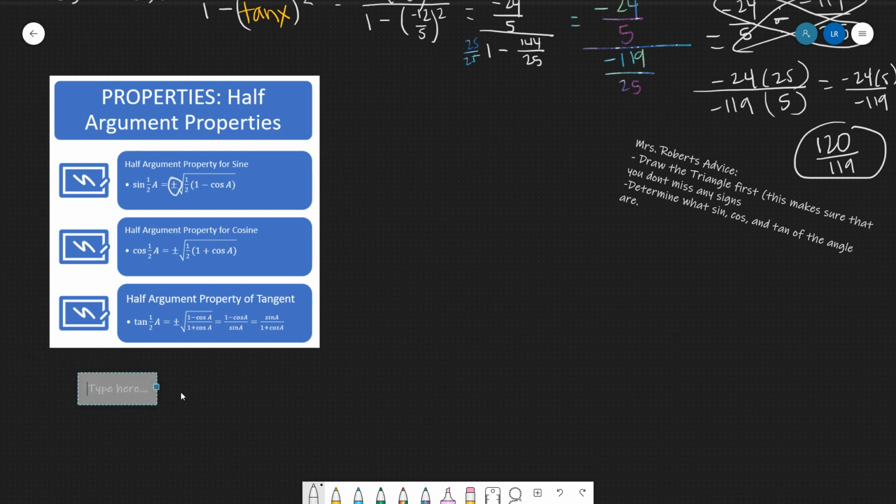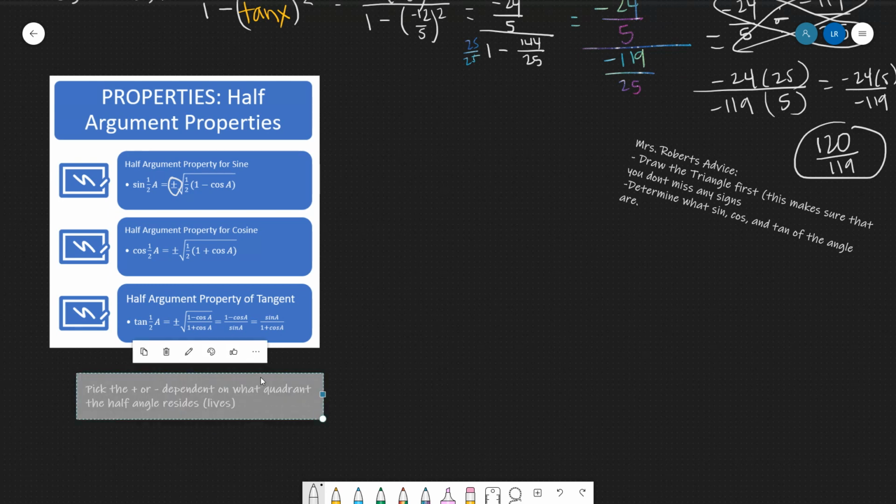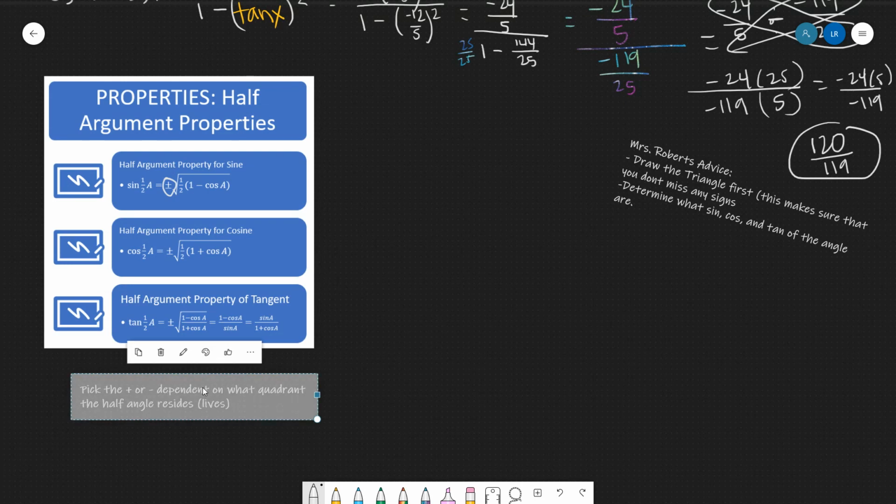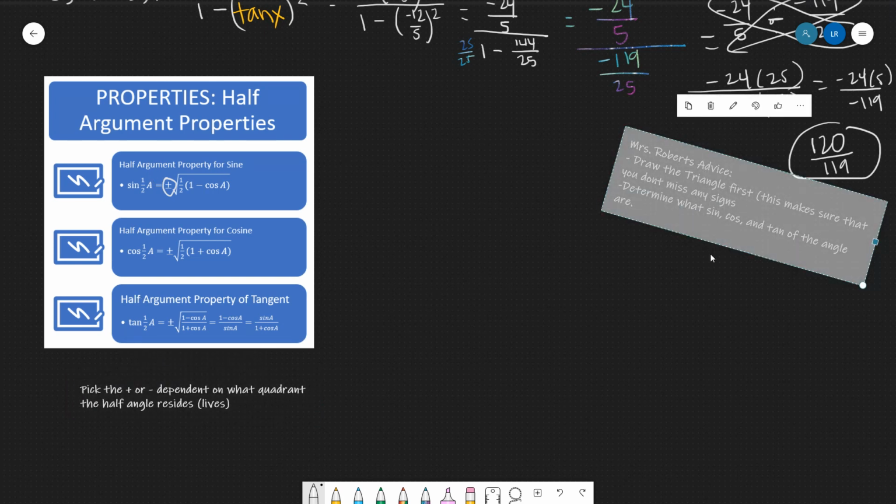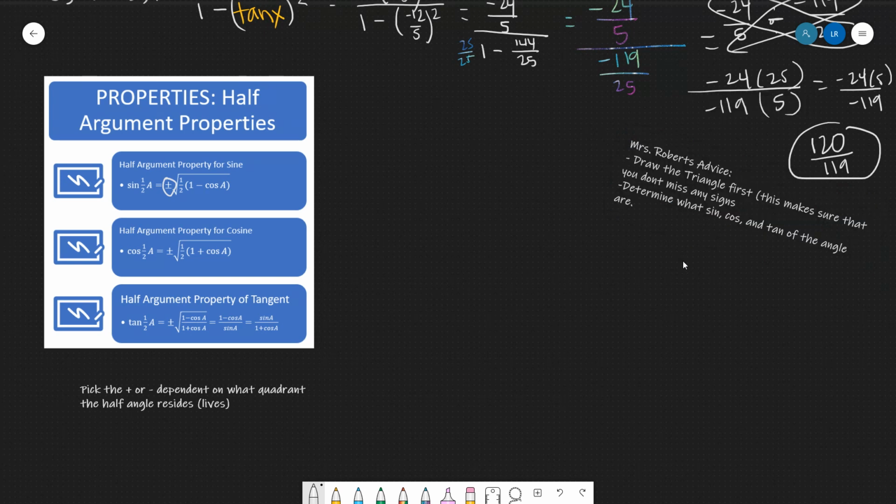So how you will pick is pick the plus or minus dependent on what quadrant the half angle lives. So you have to figure out where is that half angle going to be, and after you figure that out, what would cosine or sine or tangent normally be in that quadrant? So again, my advice is going to be draw the triangle first. Because by drawing the triangle, you can then analyze, okay, if I were to cut this angle in half, it's going to be here.